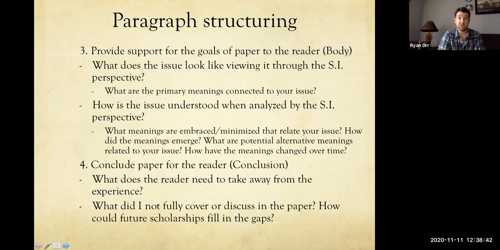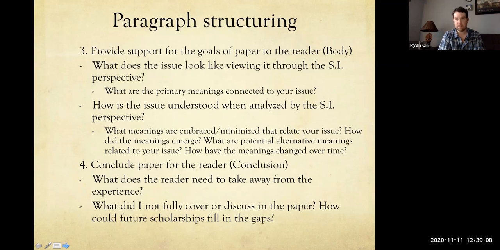Is how the issue is understood when you're performing the analysis through that symbolic interactionist perspective. So again, it's a more general understanding, connecting to the meanings connected to the issue, but how it's understood. So you're getting a little bit deeper in terms of the understanding, and you're asking new questions.